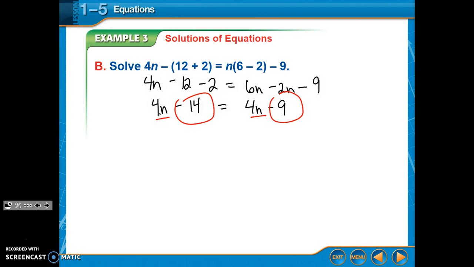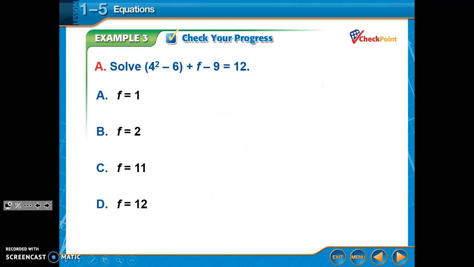So those 4n's kind of cancel, and then it's like saying negative 14 equals negative 9, which is not true. If you ever get to a statement when you're solving an equation and it doesn't give you a true statement, you can say no solution. Okay? You guys try this.